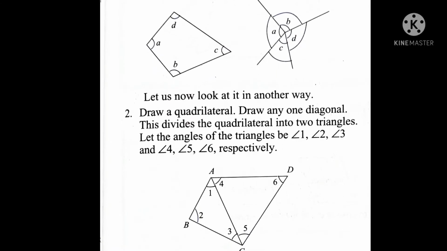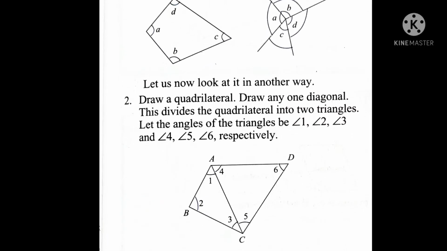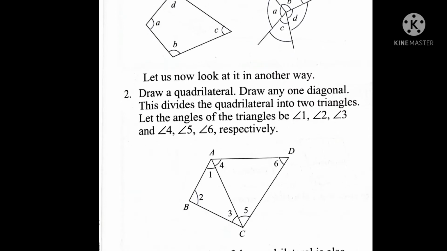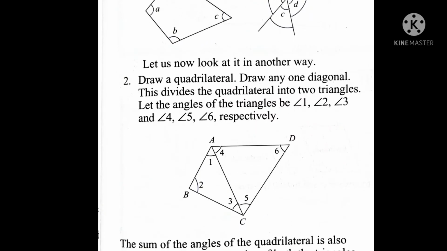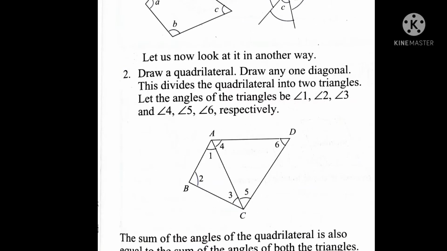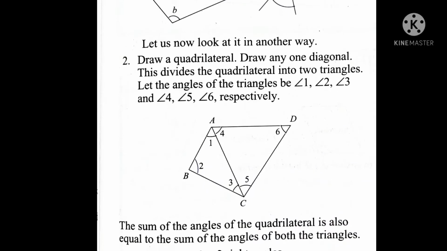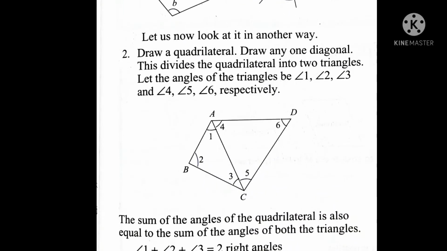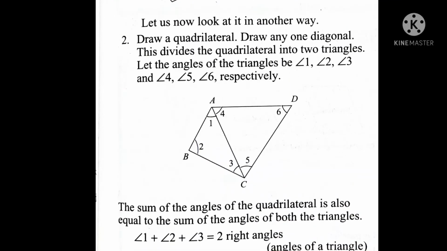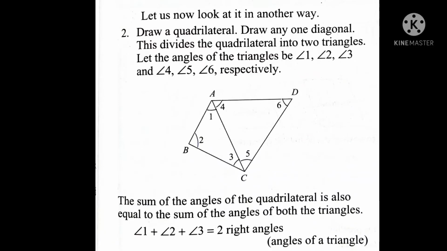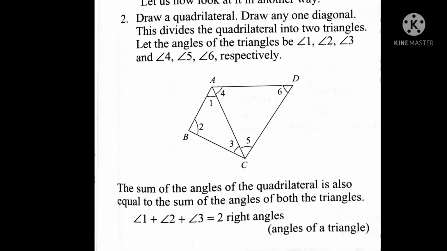If you separately add the angles of a triangle, angle 1 plus angle 2 plus angle 3, you will get 180 degrees, because we already know that the sum of angles of a triangle is 180 degrees. Similarly, for triangle ACD you will get angle 4 plus angle 5 plus angle 6 equal to 180 degrees. After adding the two equations, you will get angle 1 plus 2 plus 3 plus 4 plus 5 plus 6 equal to 180 degrees plus 180 degrees. It is already discussed in this part, you will also follow in the book. So finally you will get the sum of angles of a quadrilateral equal to 360 degrees.